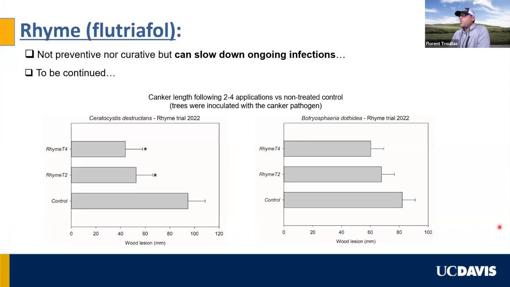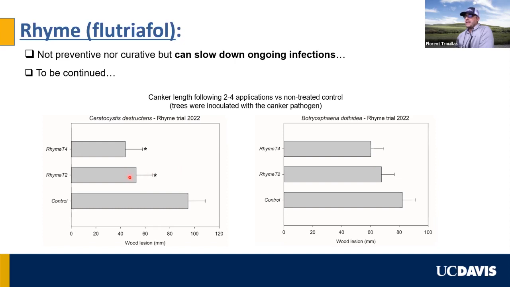And so again, this is 1 year of preliminary data. We had quite exciting results, particularly for Ceratocystis, meaning that if Rhyme didn't kill the pathogen, it allowed a slow down of the disease development, a slow down of ongoing infection. So these are things that we're looking at.